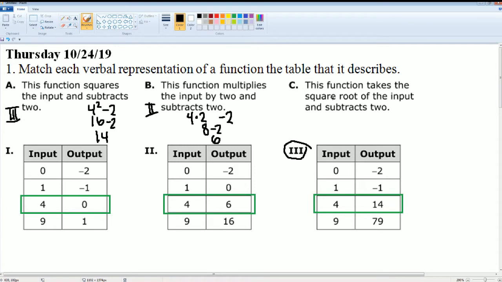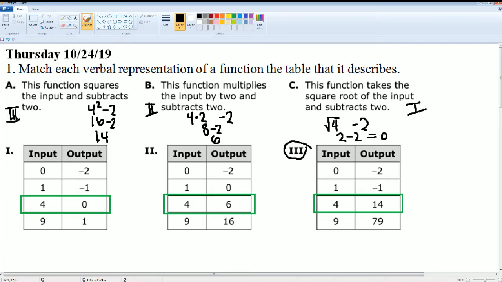What about this one? The function takes the square root of the input. So the input is 4, and we square root it. That's what square rooting means. And subtract 2. The square root of 4 is 2. Subtract 2, that gets you 0. Oh, that is this one, number 1.